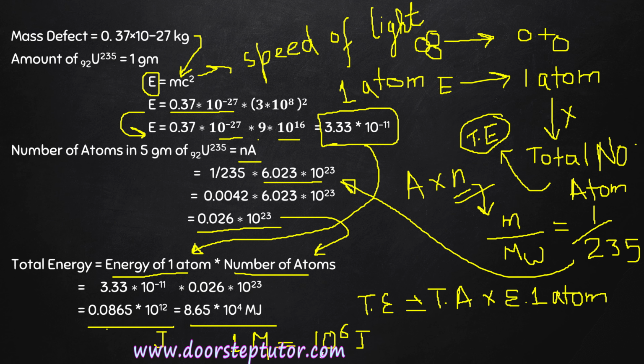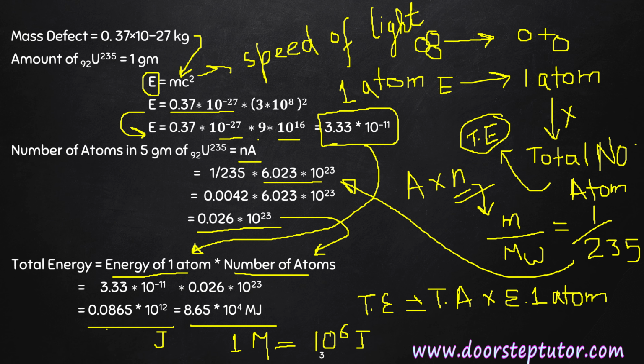So the energy of one atom is 3.33 into 10 power minus 11 joule.